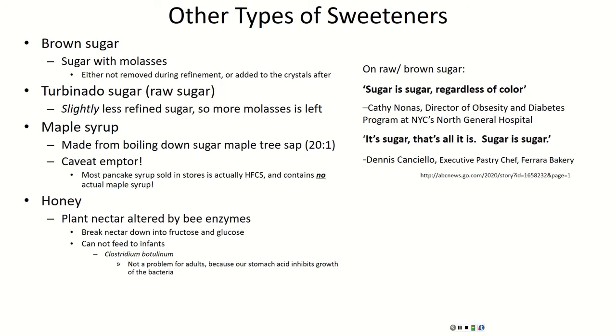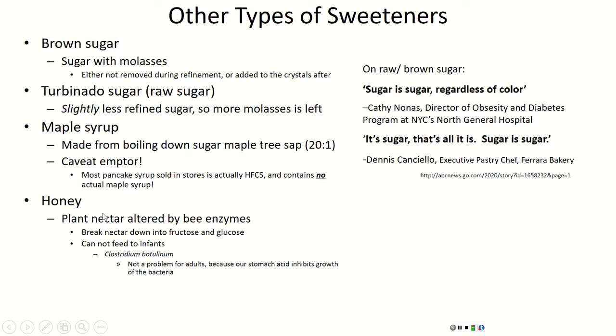Keep in mind that the pancake syrup they sell in stores, when it's only like $3 or $4, that's high fructose corn syrup. That is not maple syrup. Maple syrup, you're not going to get it for less than 12 or 13 bucks usually for a small container. So there's no actual maple syrup unless it says maple syrup on the package. So be careful of that.